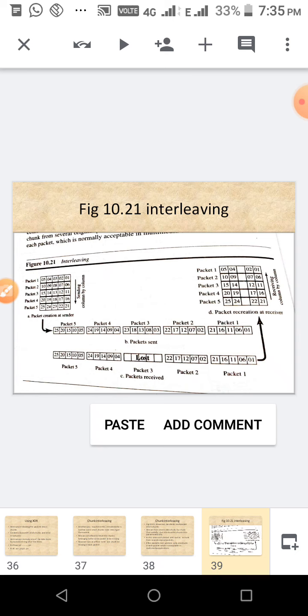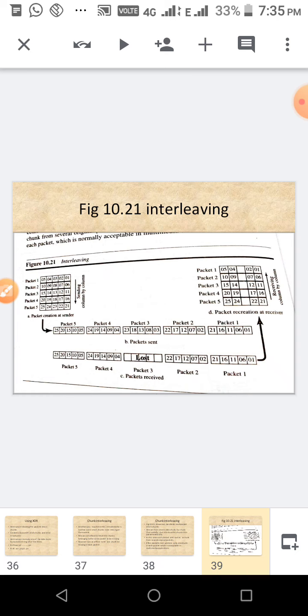So this time when we are sending, if any one chunk is missing, it won't affect much. We are not losing the whole packet, only part of it, that is only a chunk is missing. Originally 5 packets are there, and while sending also 5 packets are there, in the same order, but each is combining chunks from several packets.